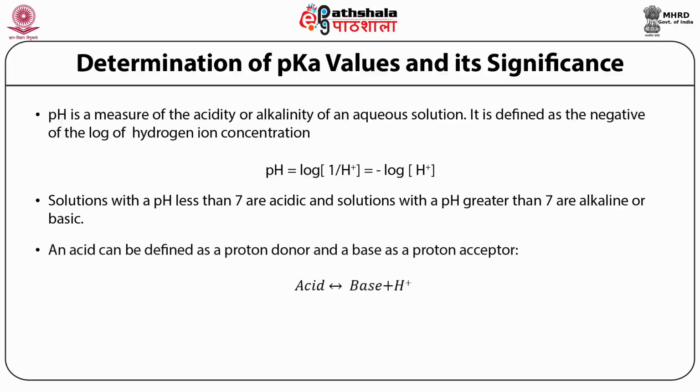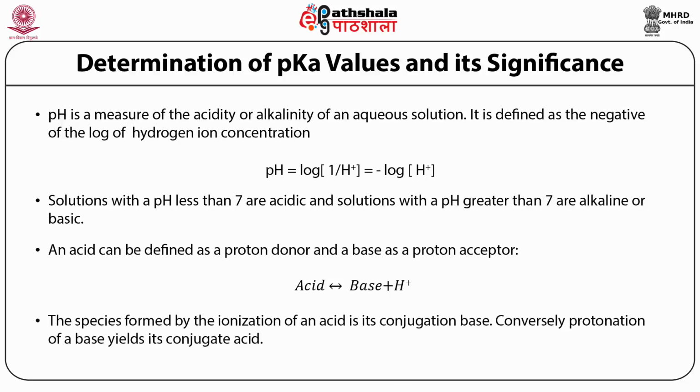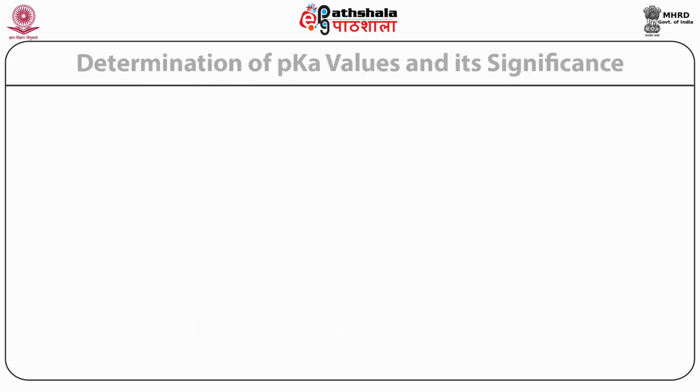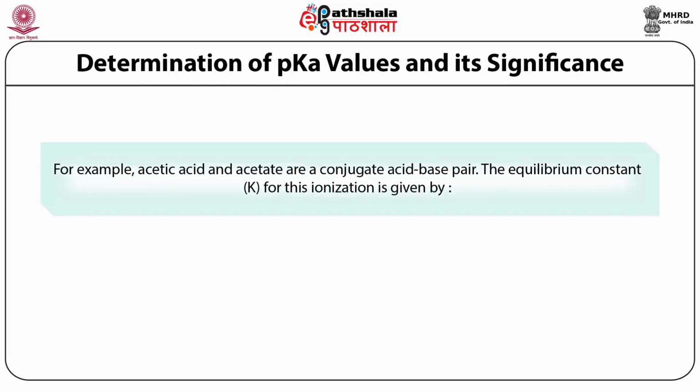Acids are those that donate protons, and bases are those that accept protons. The species formed by ionization of an acid is the conjugate base; conjugate acid and base differ in a proton. For example, acetic acid, which is a weak acid, gives acetate ion, which is produced because of donation of a proton. So acetic acid is the conjugate acid and acetate ion is the conjugate base, and they form a conjugate acid-base pair.